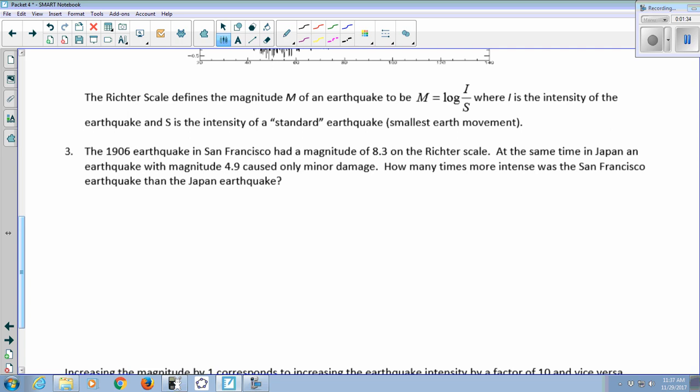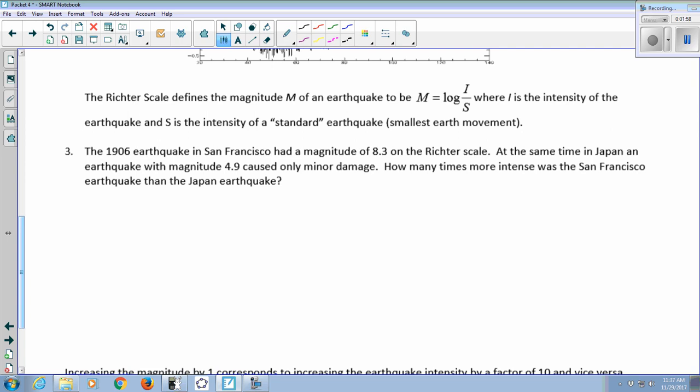So the 1906 earthquake in San Francisco had a magnitude of 8.3 on the Richter scale. I think that is a really high magnitude. It would cause a lot of damage. At the same time, in Japan, an earthquake with magnitude of 4.9 caused only minor damage. So how many times more intense was the San Francisco earthquake than the Japan earthquake?